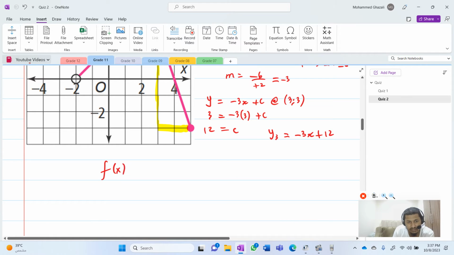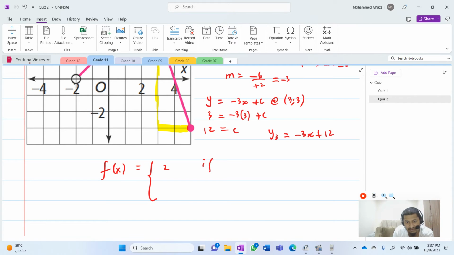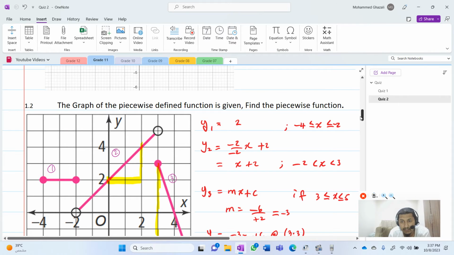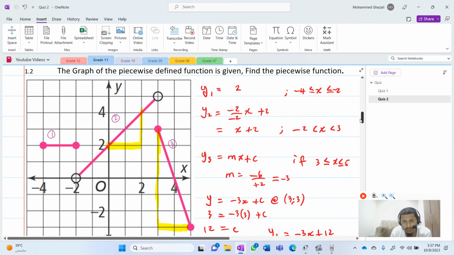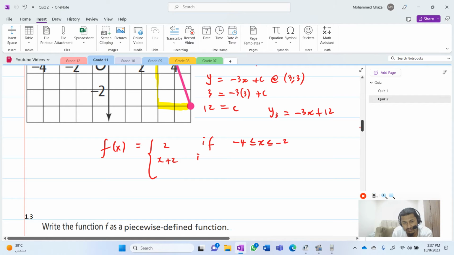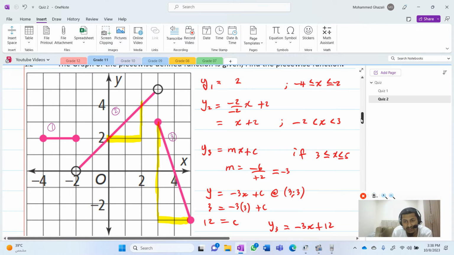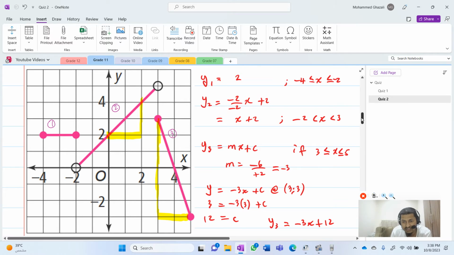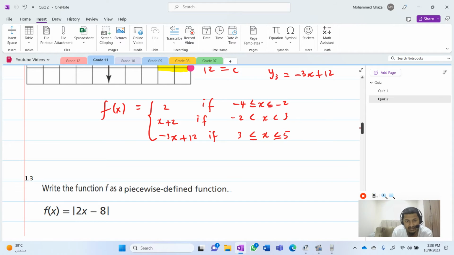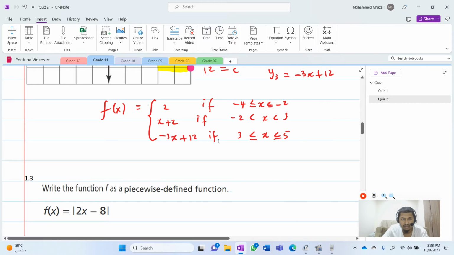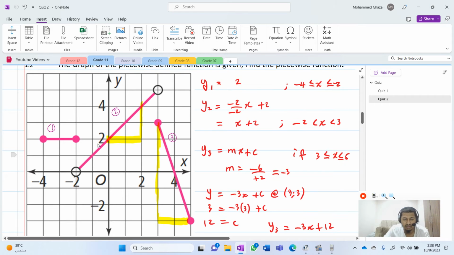So we say f of x is now equal to, the first graph was 2 if the value was from -4 to -2. The second graph was a straight line graph, which is x plus 2 from -2 to 3. And the third graph was from 3 to 5, both including, and the function was -3x plus 12, if x is greater than 3 but less than or equal to 5. And this is the function, this is the answer to this sketched piecewise function.